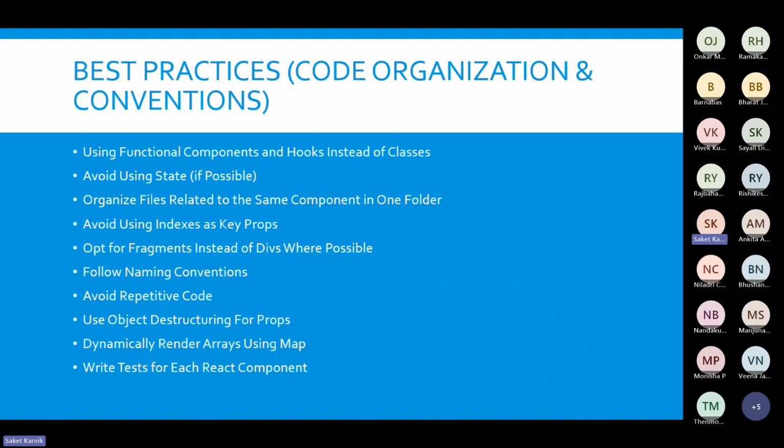Use object destructuring for props wherever possible so that you have only the fragment of the data item instead of dealing with the complete data item all the time. Right? So object destructuring, you can search more in TypeScript language. Then dynamically render your arrays always with the help of the map function instead of directly rendering them.